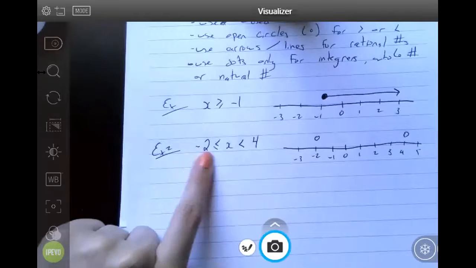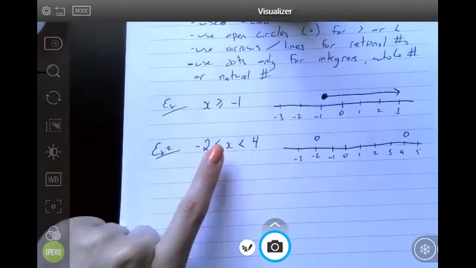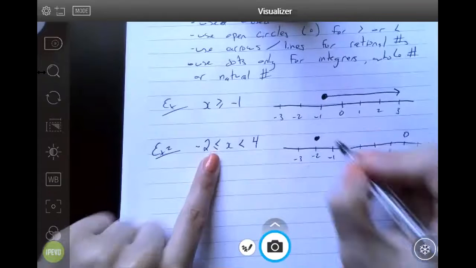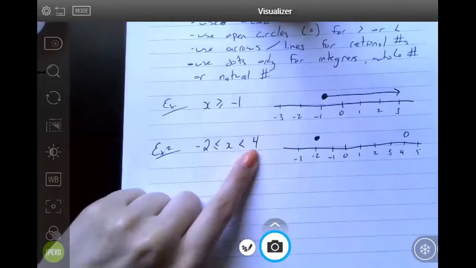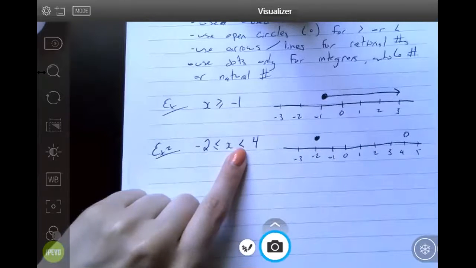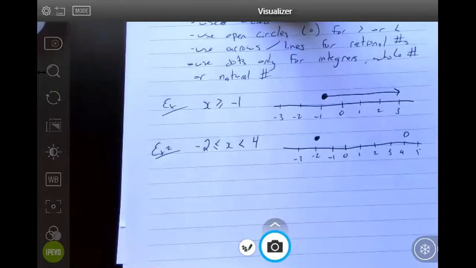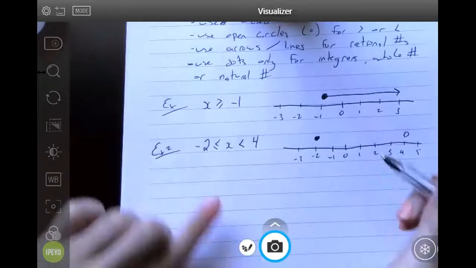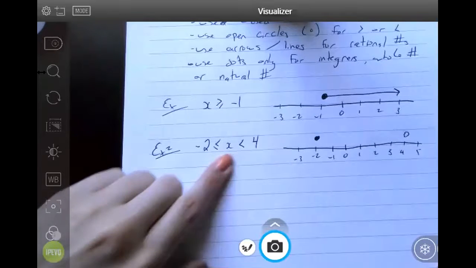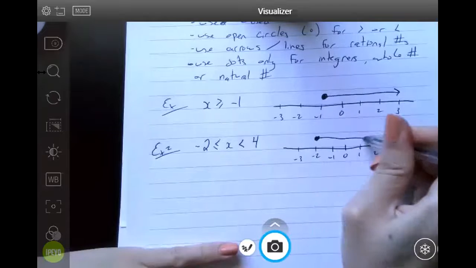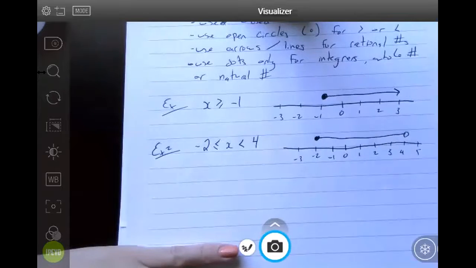Because the -2 has a less than or equal to sign, it must be a closed circle. Because the 4 is not or equal to, it's just the 4 is greater than the x, we leave it as an open circle. And then this time, again, because I haven't told you what type of number this is, we assume that it is a rational number. All we do is connect those two dots, like so.